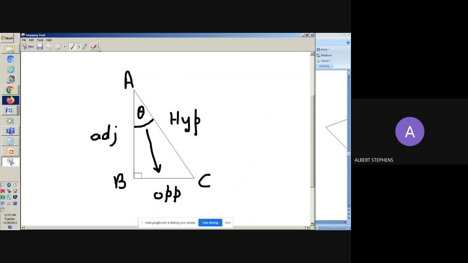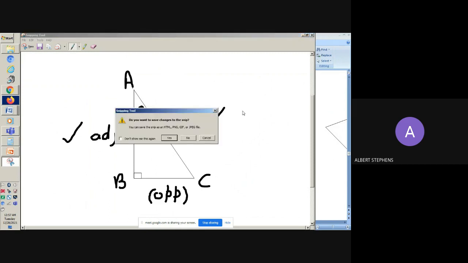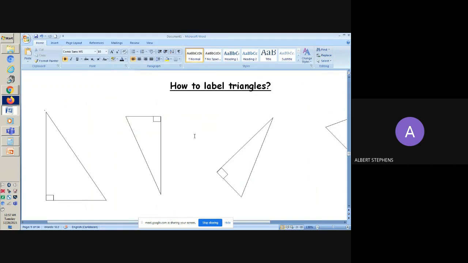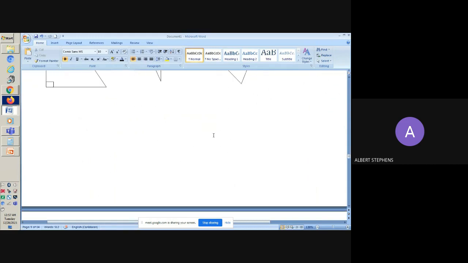Now, sometimes I find that students usually have problems locating the opposite side. So what I normally tell students is to locate the hypotenuse, which is foolproof, and locate the adjacent, which is foolproof. And the other side that is remaining would be the opposite. All right, so basically that's how we label triangles in trigonometry.